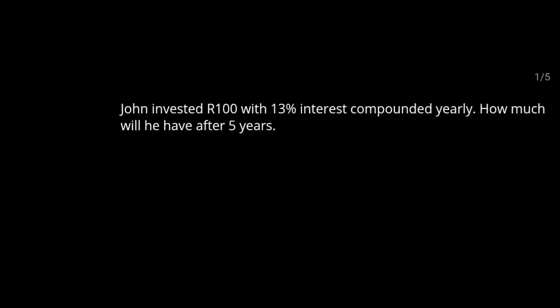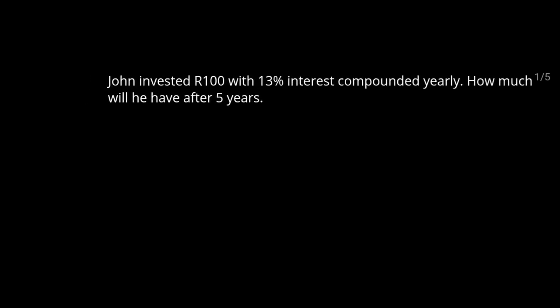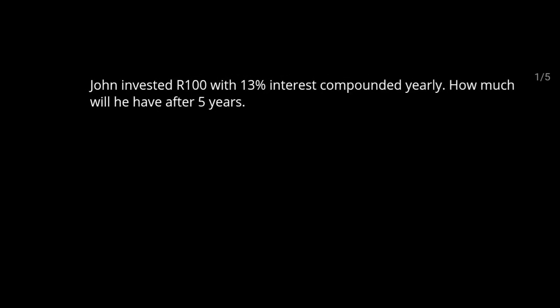So without wasting any further time, you can try this question. This one says John invested 100 Rand with 13% interest compounded yearly. Now, when they say compounded yearly, they're just guiding us that we're going to be using the compound interest formula. Remember that in simple interest it would say 13% simple interest per annum. This one says 13% interest compounded yearly. It just guides us to the compound interest formula. And then they say, how much will he have after 5 years? So let's lay down our data.